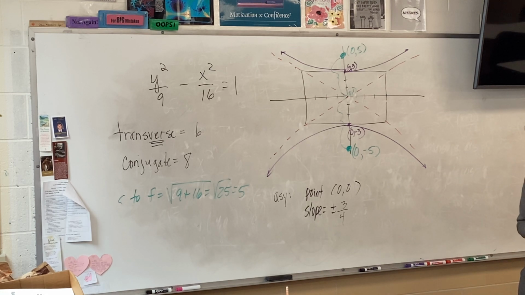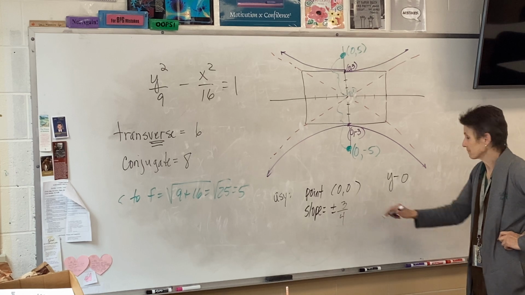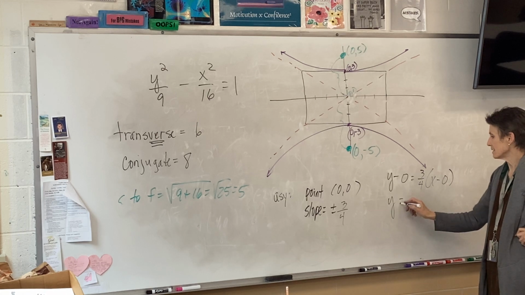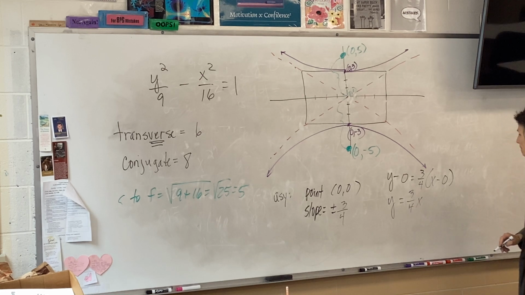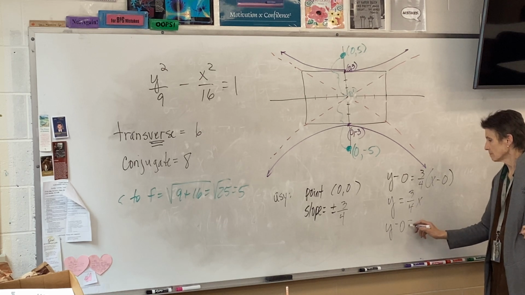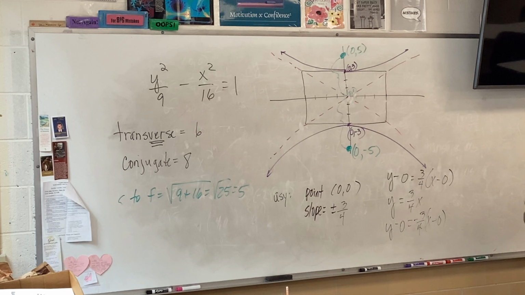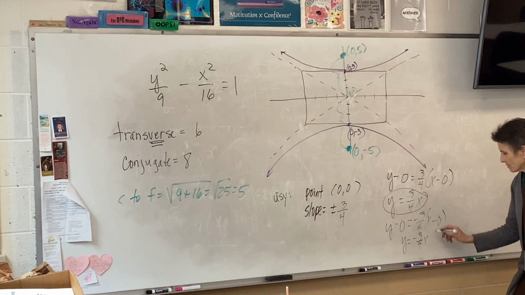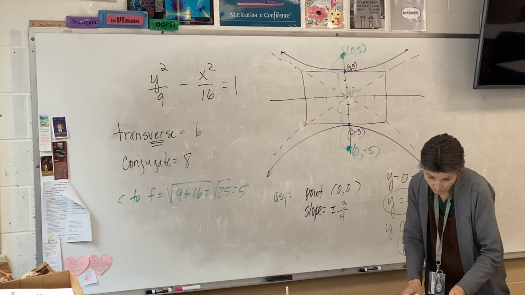So now we can write the equation of our asymptotes. Point slope: y minus the y equals 3/4 x minus the x. So y equals, since y minus 0 is just y, 3/4 x. And then y minus 0 equals negative 3/4 x minus 0. Point slope form, y minus y equals m times x minus x. And y equals negative 3/4 x. So there are the equations of my asymptotes. And I think I've answered all the questions then.